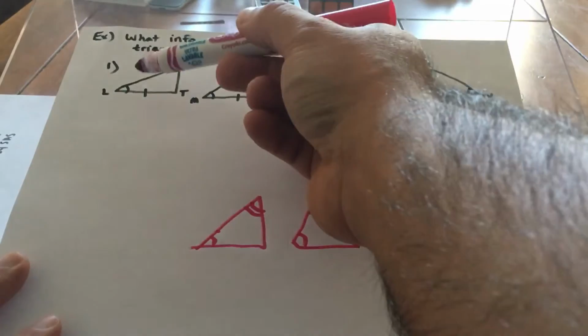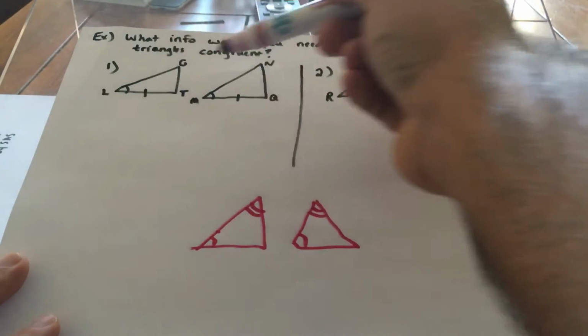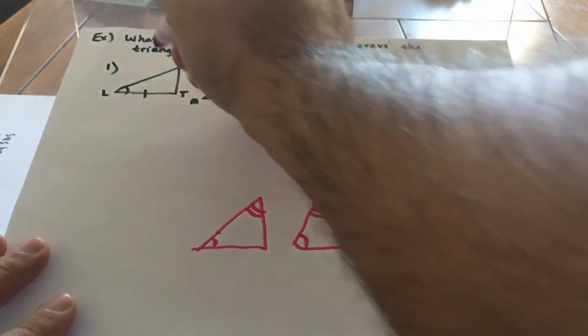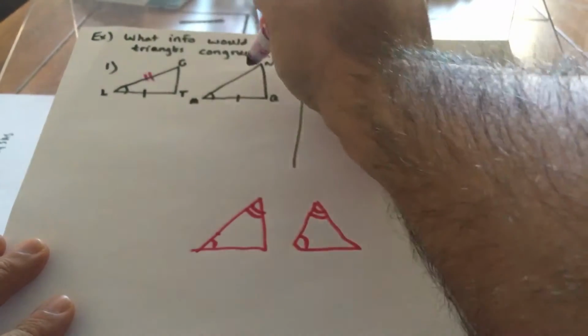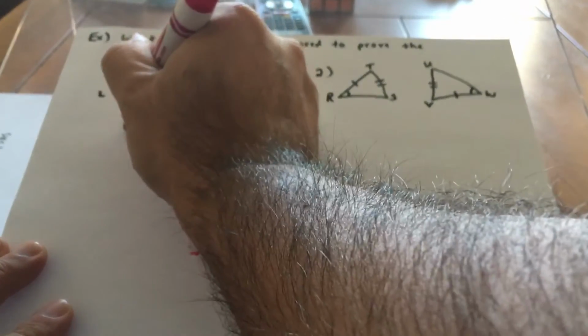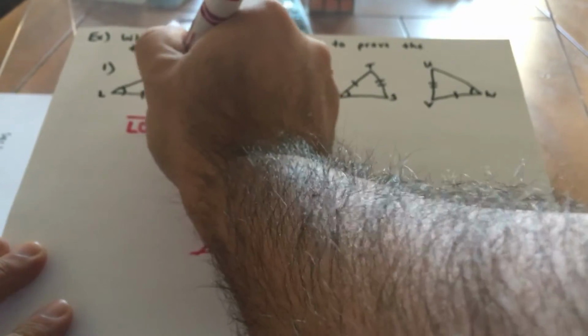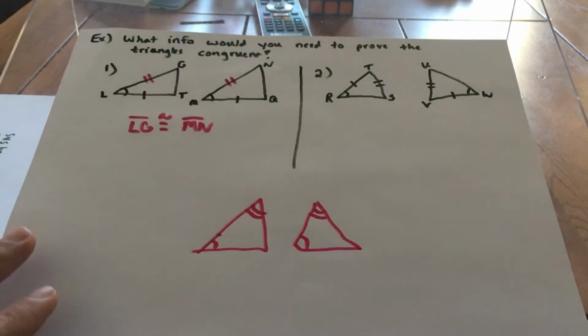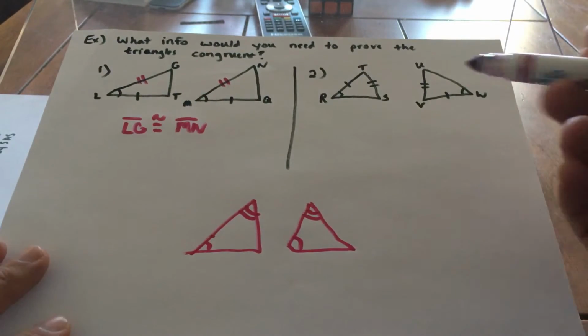Anyways, we have a side and an angle and an angle. The info that you would need to prove these two triangles congruent, you would need this side to be congruent to that side. So the answer to this would be you would need LG to be congruent to MN. All right, simple enough.